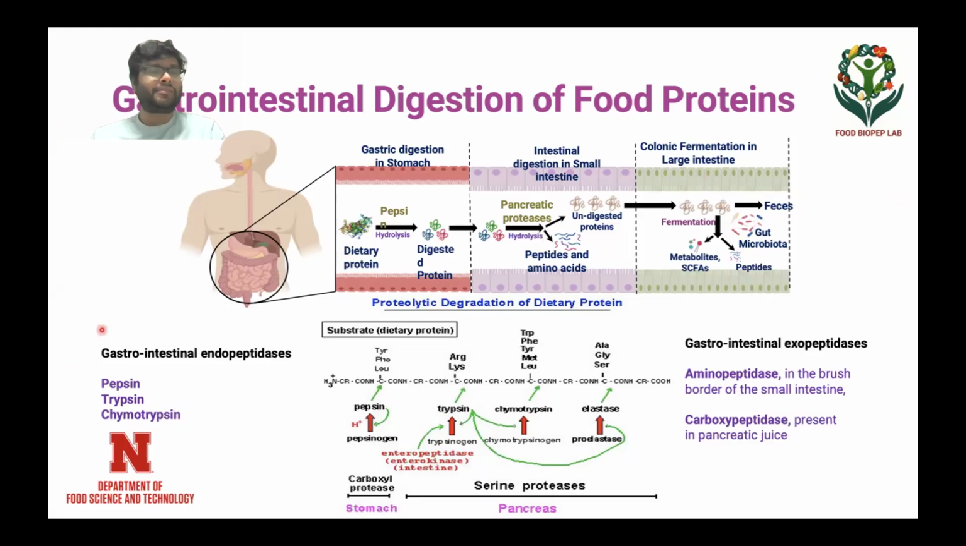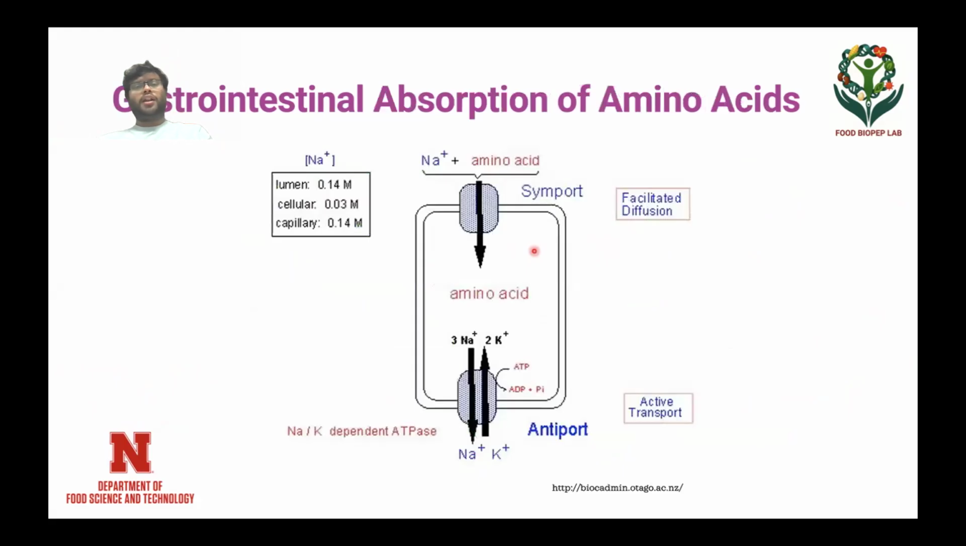The enzymes that are present are mostly endopeptidases. These are pepsin, trypsin, and chymotrypsin. There are some exopeptidases also, the aminopeptidases and carboxypeptidases, which are primarily in the brush border membranes in the small intestine. Now, once you digest these proteins into peptides and amino acids, the amino acids are going to be absorbed.